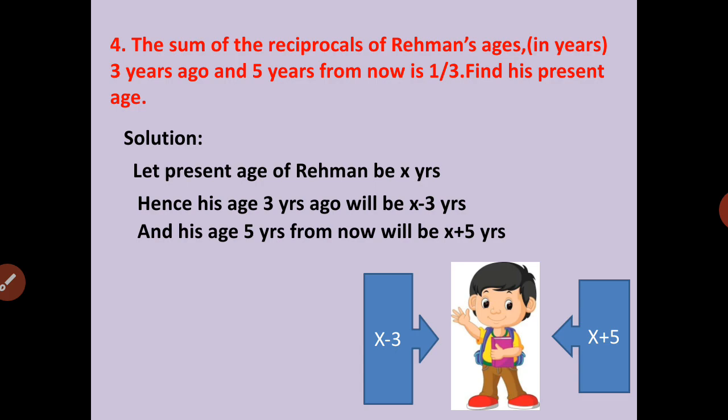Now the relation is the sum of reciprocals of these two ages. So let us find the reciprocal of these two ages. 3 years ago, the reciprocal will be 1 upon x minus 3. For 5 years from now, the reciprocal will be 1 upon x plus 5. And we have to take the sum, which is equal to 1 by 3. So this is your equation: 1 upon x minus 3 plus 1 upon x plus 5 equal to 1 by 3.